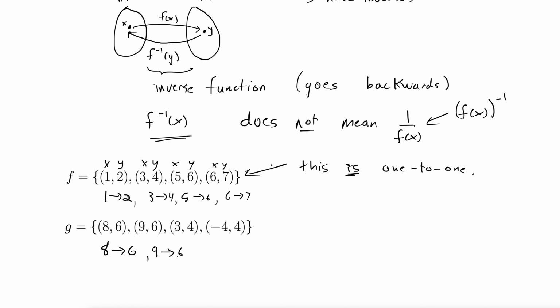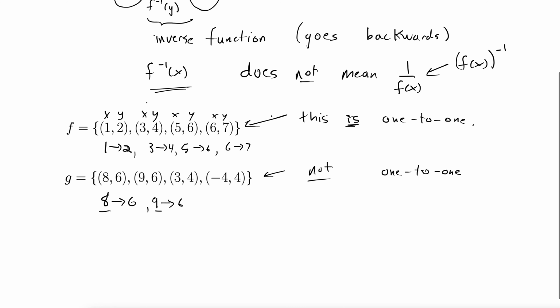So if we try to go backwards, starting at 6, where do we go? Do we go backwards to 8, or do we go backwards to 9? This function doesn't know how to get backwards. It gets split. So this one is not one-to-one, because we have two different x values going to a single y value.